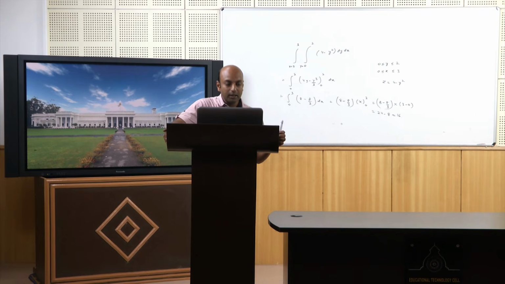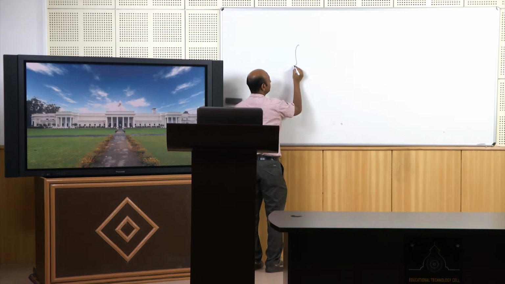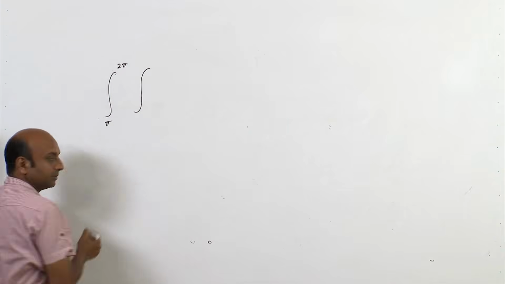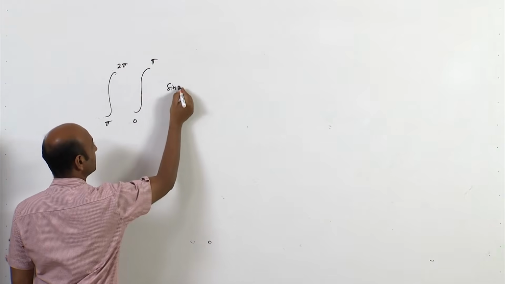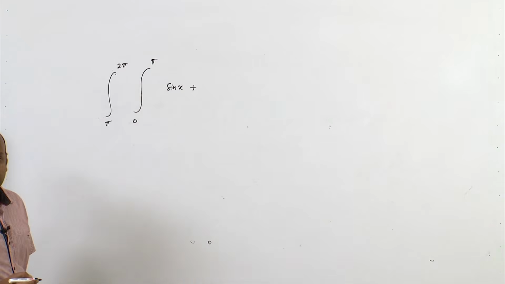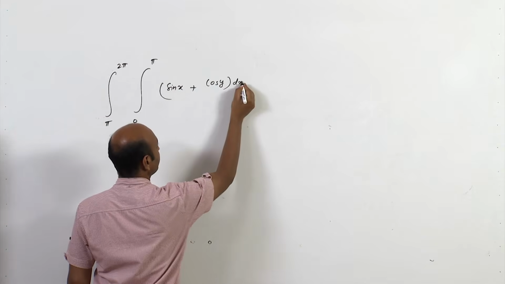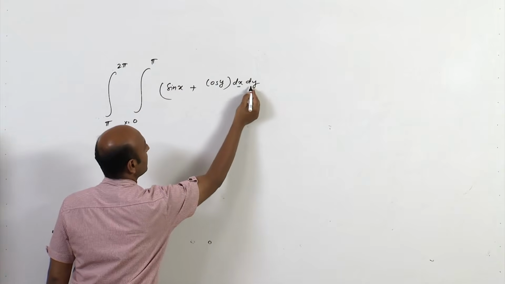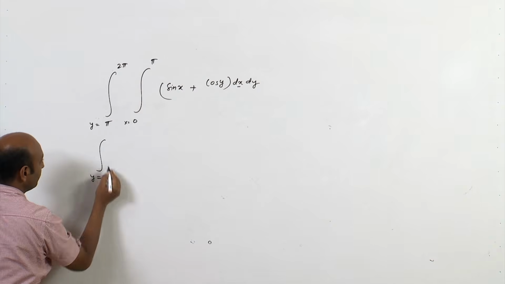Now, similarly, if you want to solve the next problem, you can find that out also. It is integral pi to 2 pi, integral 0 to pi, sin x plus cos y, dx dy. So, these are the limits for x because dx is coming first, and these are the limits for y. So, y is from pi to 2 pi.